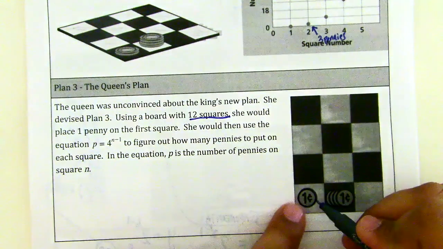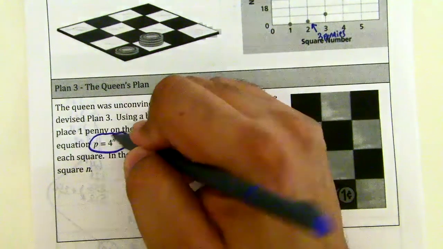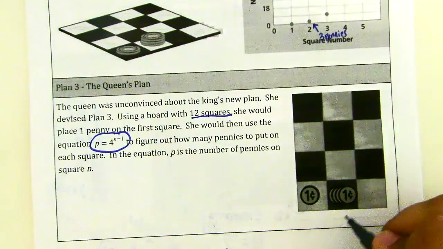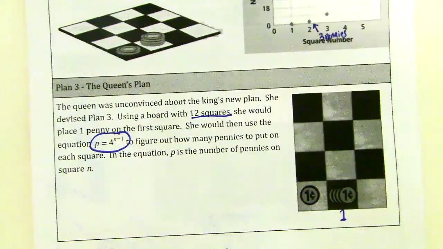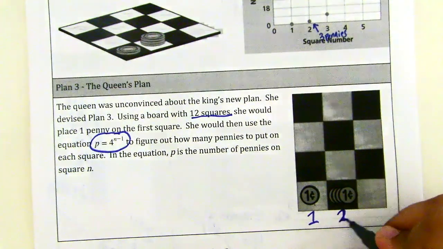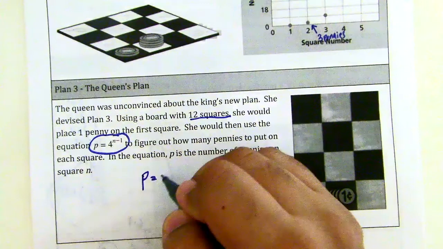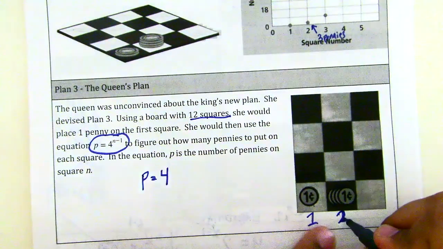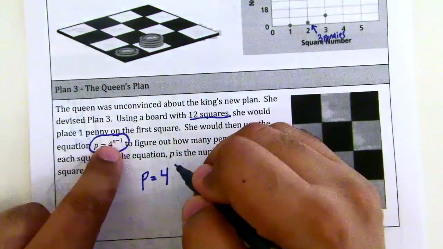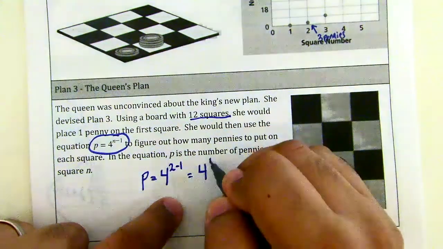So 1 penny here. And then she's gonna use the equation P, which means pennies, is equal to 4 times 4 raised to the n minus 1 power. So to figure out this here, this is square number 1, right? This is square number 1 here. This is square number 2. So to figure out why this is 4 here, we would say that the number of pennies is equal to 4. In this case here, n is equal to 2. N equals 2. So I'm replacing the 2 minus 1. 2 minus 1 is just 1, so that's equal to 4 to the first power.